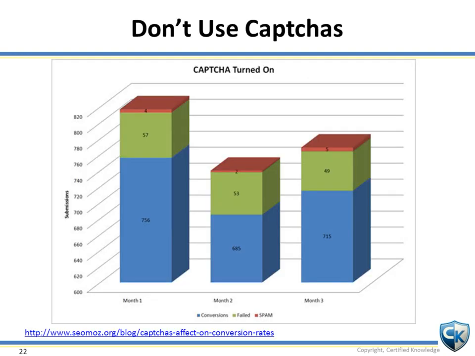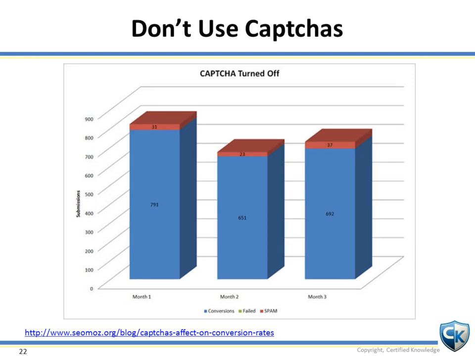Now, don't use CAPTCHAs. All CAPTCHAs do is stop spam and legitimate form fills. This data is from SEO Moz. They did a test where they put in some CAPTCHAs, and they got very little spam with CAPTCHAs. But they also had a lot of failed conversions. Green is the failed section. When they removed the CAPTCHA, they got a little more spam and a lot more legitimate conversions. CAPTCHAs just stop good things from happening.